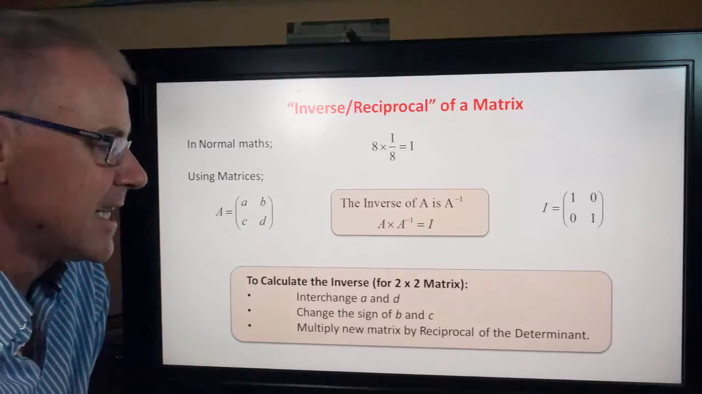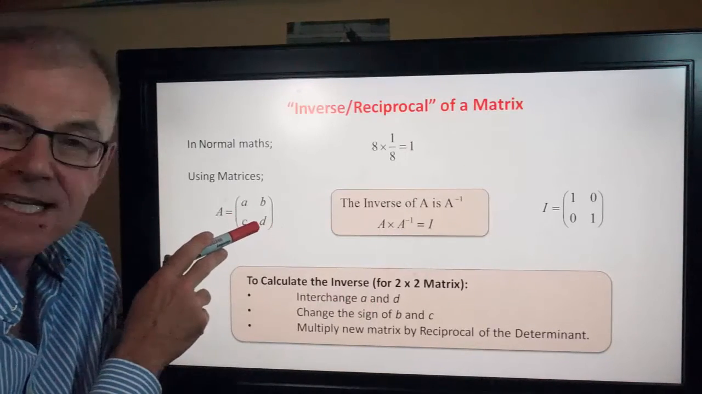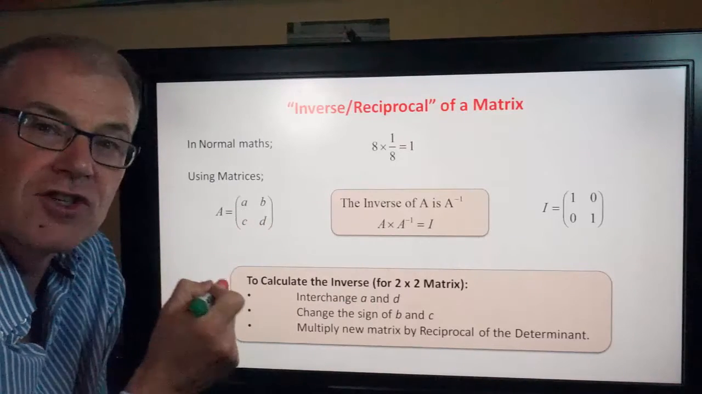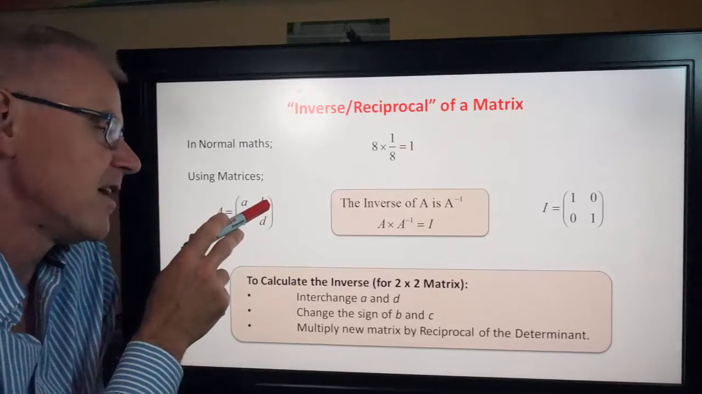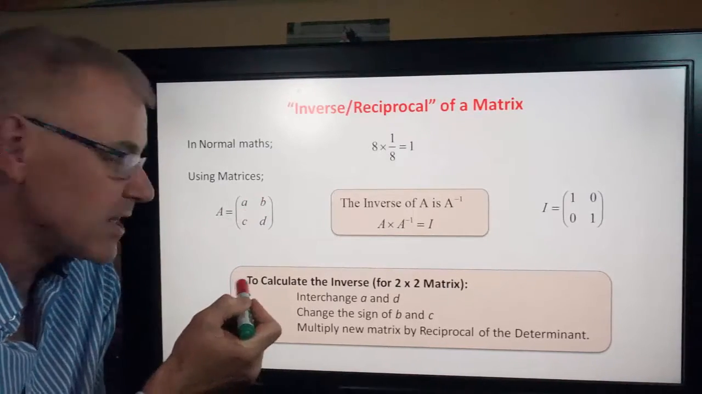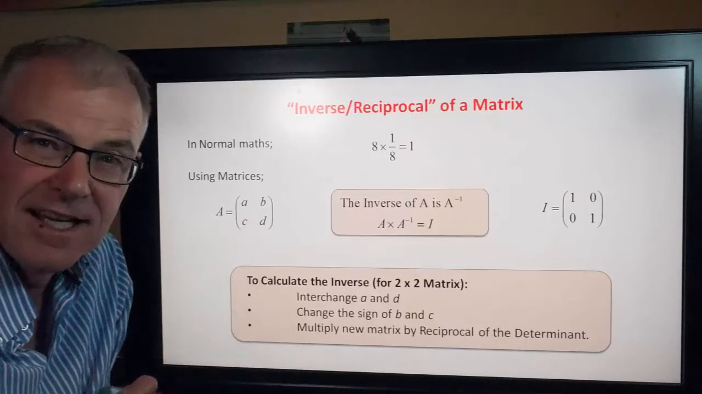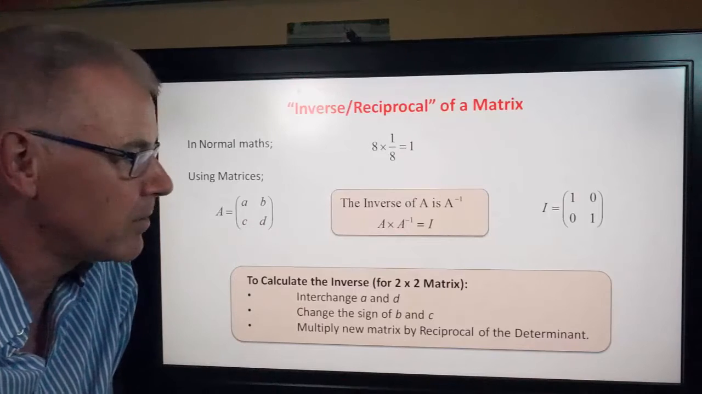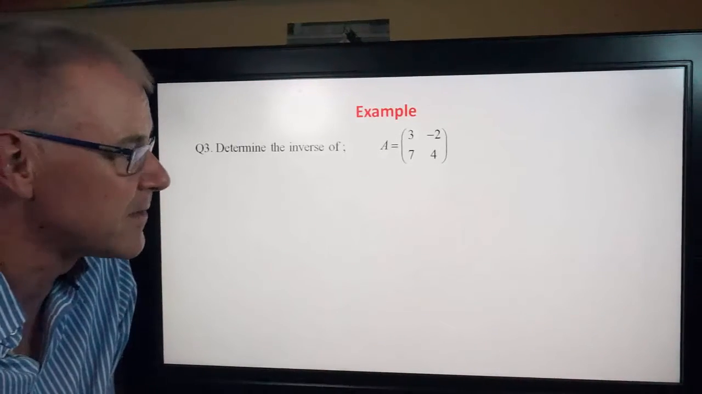Well, we calculate the inverse by interchanging the A and D, and by the way, this is just for a 2 by 2 matrix. So interchange A and D, change the sign of the other diagonal, B and C, and multiply the resulting matrix by the reciprocal of the determinant. So that's best seen by means of an example. So here we have one here. Determine the inverse of this matrix.